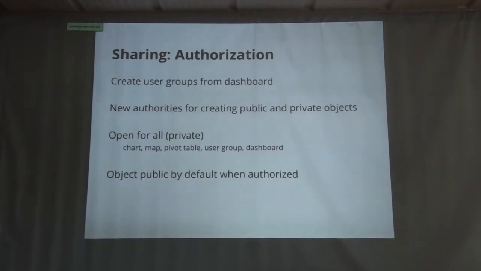Right. So by default, the object will become public if you have the authorization. That means that if someone has given you the authority to create public charts, now if you have that one, and you create a chart, it will become public by default, right? If you don't have that authority, you only have to create private charts. I mean, that's for everyone. So if you don't have that create public chart authority, then when you create a favorite, it will become private to yourself by default.